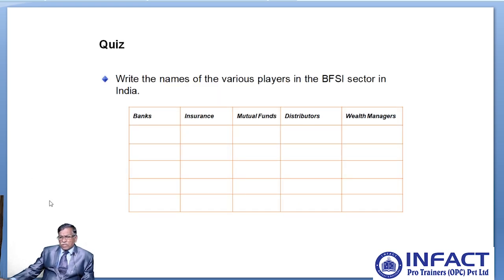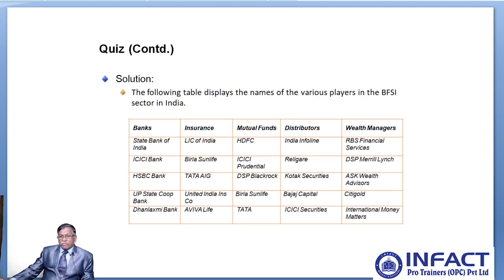Can you just name some of the various players in the BFSI sector category-wise? Maybe you can name some companies under banks, and some companies under insurance, and some names under mutual funds, and some names under distributors, and some names under wealth managers. We will see one by one now. The following table displays the names of the various players in the BFSI sector in India. If you take banks, we have State Bank of India, we have ICICI Bank, we have HSBC, we have UP Cooperative State Bank, and we have Dhanlaxmi Bank. See, we have taken one example from each segment.